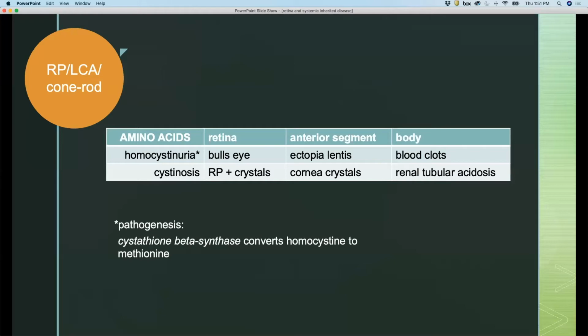Oh, I just have a little thing about the pathogenesis here, that the cystathionine beta synthase enzyme converts homocysteine to methionine, but that's mutated in this case.